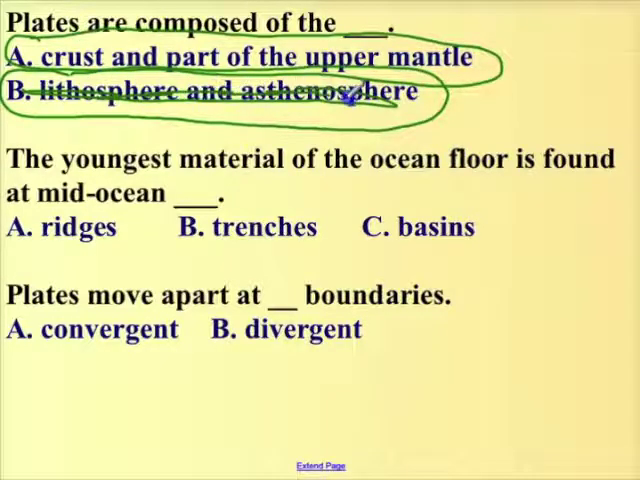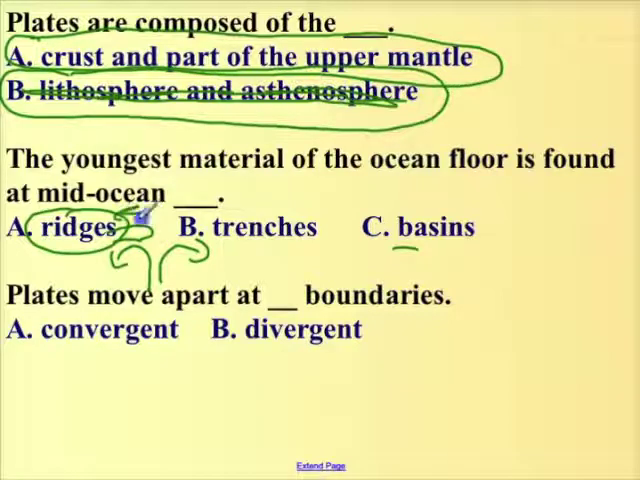Make sure you don't skip through this too fast and just say, oh, that's what Mr. Rattoon said. No, no. The youngest material in the ocean floor is found where? Did you say the trenches? Did you say the basins? No, it's the ridges. It's the mid-ocean ridges, because remember, the convection currents get things moving up and away. So those plates are moving away from the middle, from these ridges. Now the plates move apart. If things converge, are they moving apart or coming together?